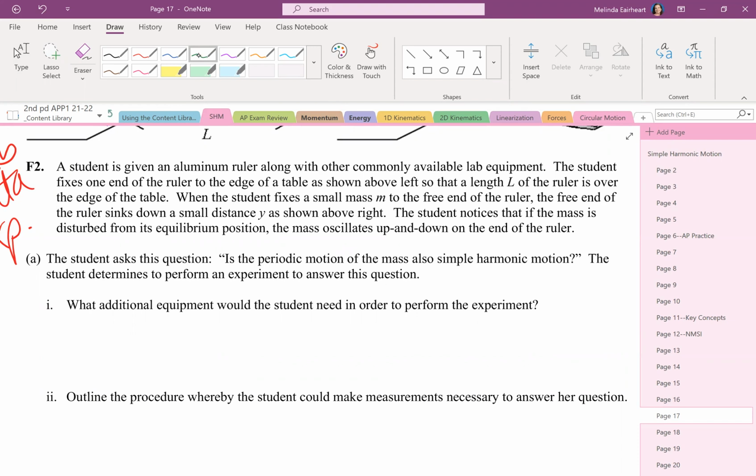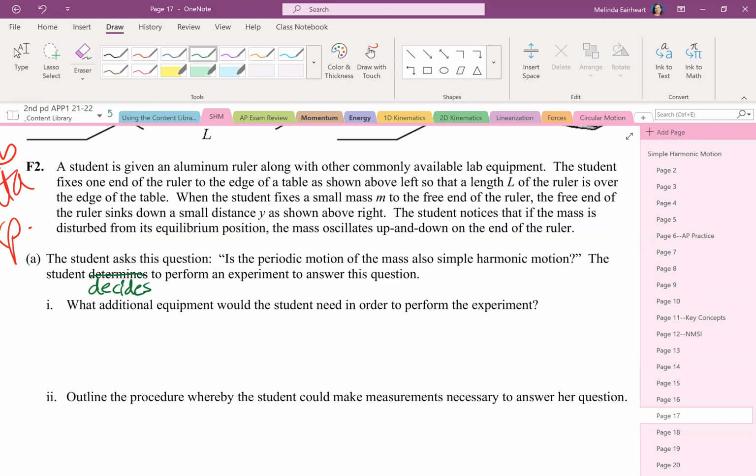The student determines to perform, decide. I'm going to say it still works, but I like decides better. I don't know. I didn't write it. I guess they sat there and debated with themselves and they determined that they needed to do an experiment in order to answer the question.